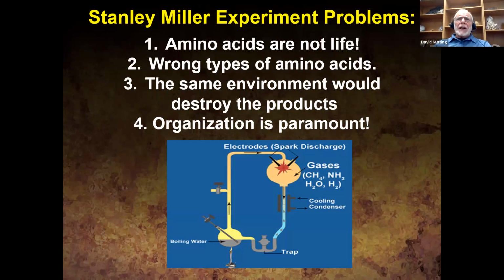And the very same environment that they were producing amino acids in, by the spark of lightning, they would call it, would destroy the products at a rate a whole lot faster than they're produced. And that's why you see at the bottom of their diagram this thing called a trap. They had to get the materials out of that environment as soon as possible in order to preserve them. But yeah, they produced amino acids, but it's not just the product you have to be interested in getting. You have to arrange it in exactly the right way. And I'll get to that in just a bit.